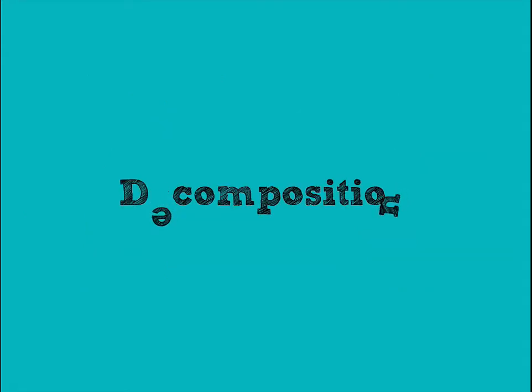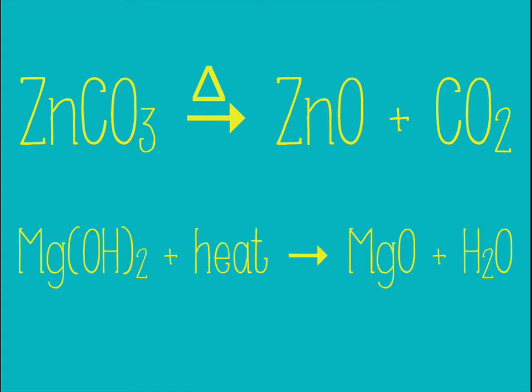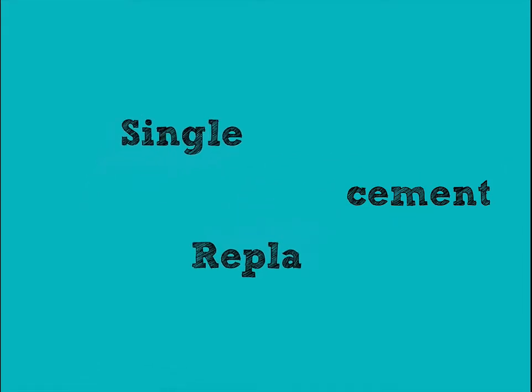Decomposition reactions break apart. Zinc carbonate decomposes when heat is added into zinc oxide and carbon dioxide. Sometimes the actual word heat is used in the equation. Magnesium hydroxide decomposes into magnesium oxide and water. The triangle means heat.